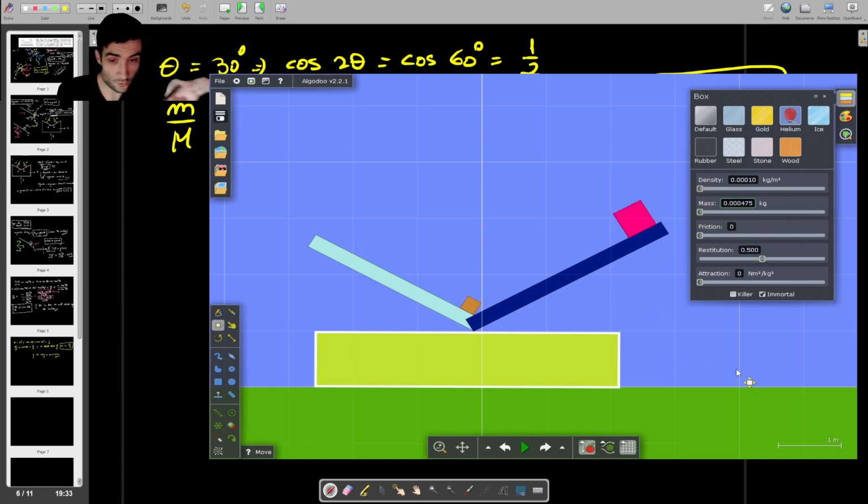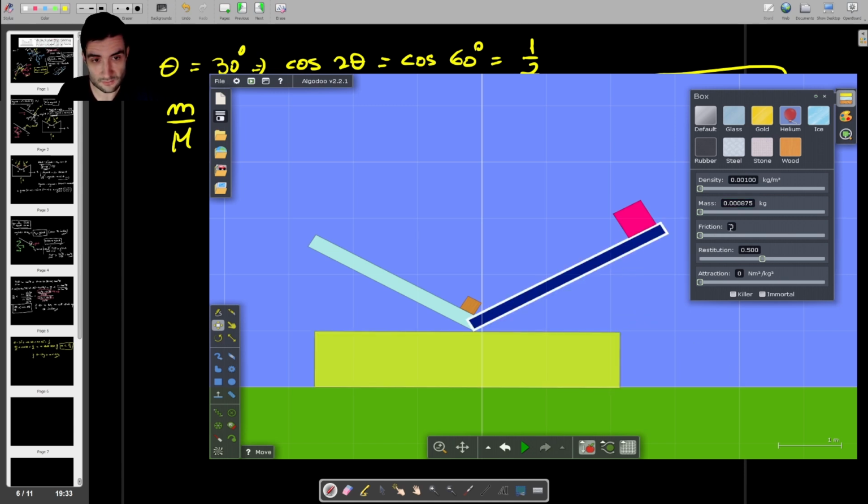But let's focus on, oh, and there's no friction either. So if you look at the friction, this is the friction coefficient basically. So there's no friction associated to any surface basically.